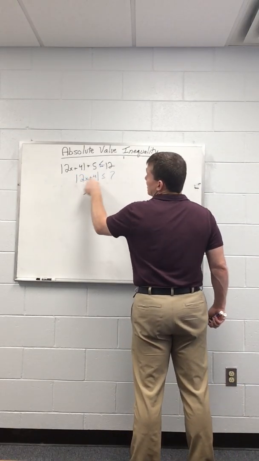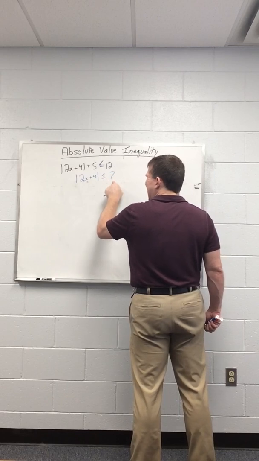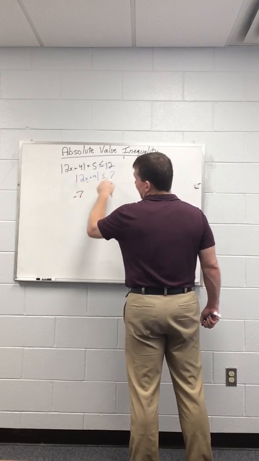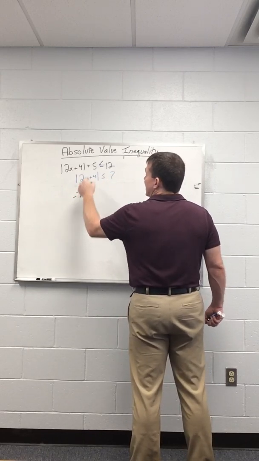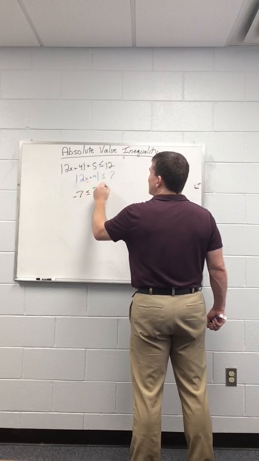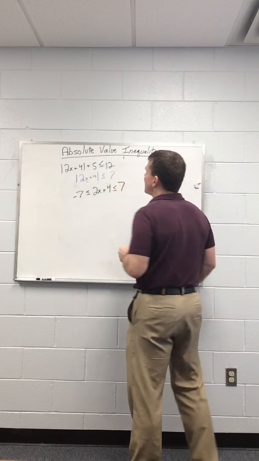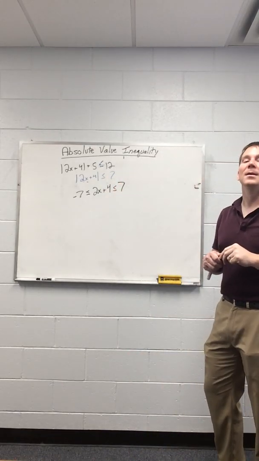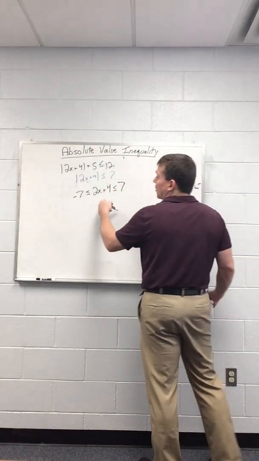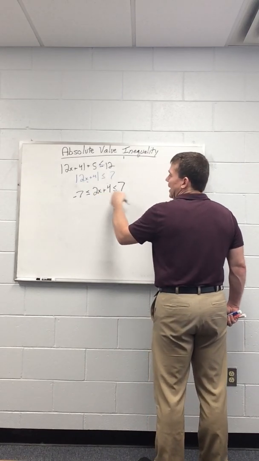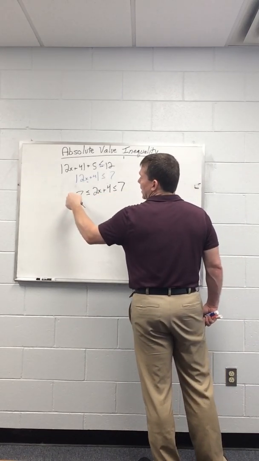The absolute value of something less than or equal to A means negative A, negative 7 in this case, is less than or equal to whatever's inside the absolute value, is less than or equal to positive 7. And then we just solve the compound inequality. I want to isolate the x, so I subtract 4 from all three.